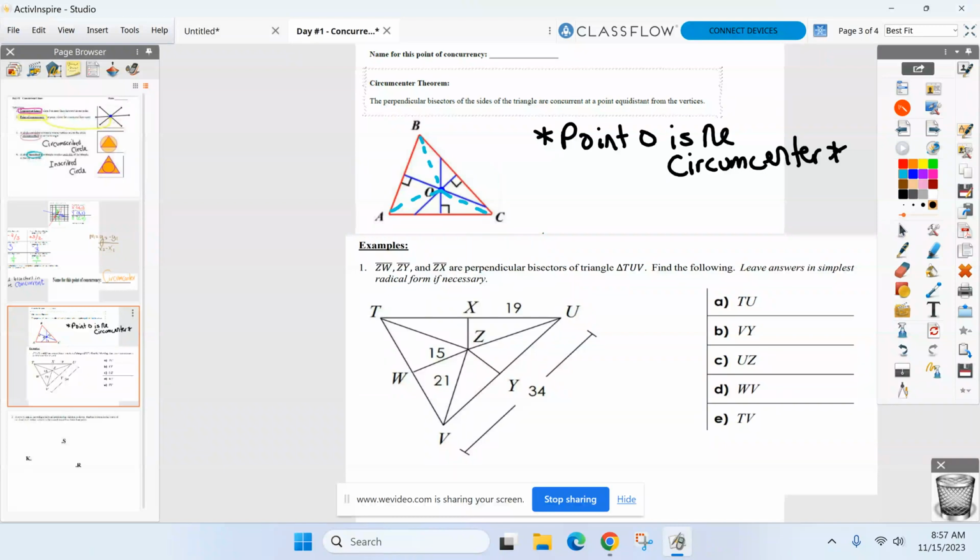What do you know about all three dashed line segments? O is the circumcenter, and we just showed using your compass that it's the same distance away. So what do you know about those three dashed lines? Go ahead, Lily. They're all congruent to each other. So right down below, OA is congruent to OC, is congruent to OB. The circumcenter is the same distance from all three vertices.